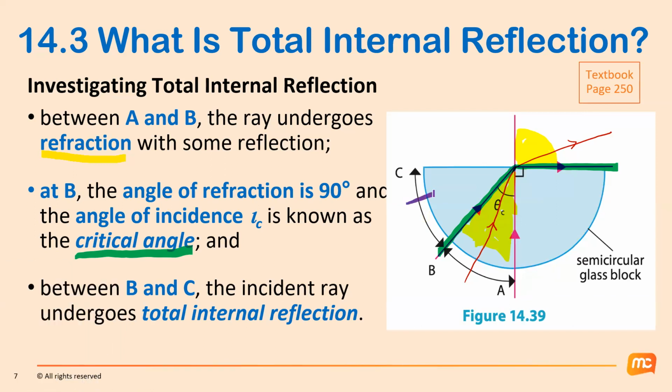I'm going to put it in purple. So let's say I have a light ray here. I will no longer undergo refraction. I will undergo total internal reflection, and my angle I will be equal to angle R now.